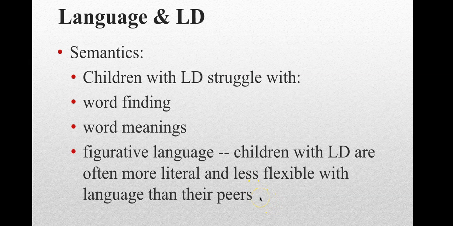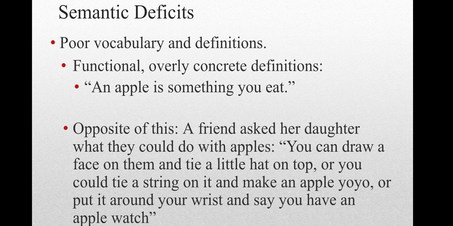And then we talked last time about figurative language. Children with LD are going to be more literal, less flexible with language than their peers, right? So very concrete. So if you ask a child with a learning disability what is the definition of an apple, they're going to probably tell you what you do with it. So they'll say an apple is something you eat, right? Well, that's really not specific at all, right? That doesn't differentiate it from an ice cream cone, a cheeseburger, right? You have no idea. But yet if you ask them to tell you more, it's like, nope, an apple is something you eat. That's what it is.